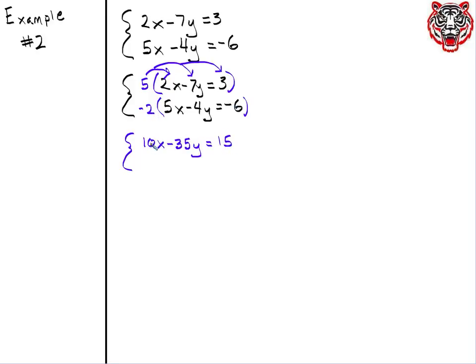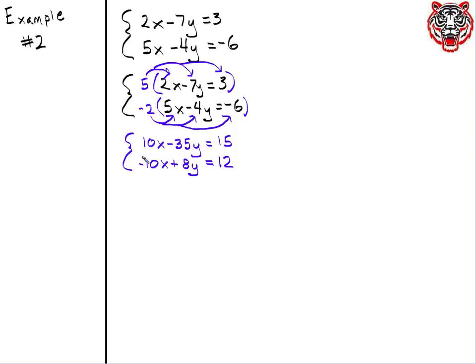All right, now my bottom equation, my last part of my system. Negative 2 times 5x, that's going to be a negative 10x. Hey, look at that. My 10x and negative 10x, those are ready to cancel out. Negative 2 times a negative 4y is a positive 8y. Don't forget that double negative rule. And copy down my equal sign. Negative 2 times a negative 6 is a positive 12.